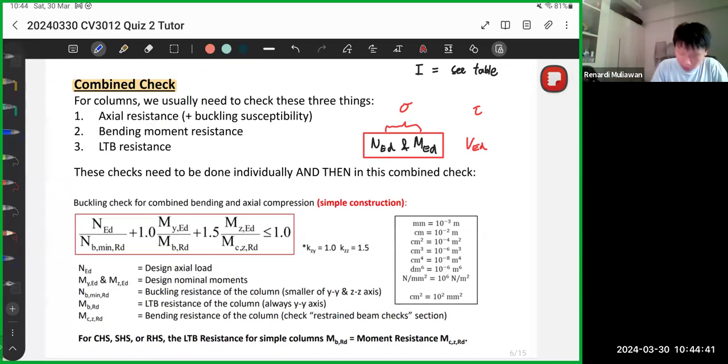When you check, there are a few checks that need to be done. One is the axial resistance check, including buckling. Second is the bending moment resistance. Lastly is the LTB check. The first one is to check NED. The second and third are to check MED.